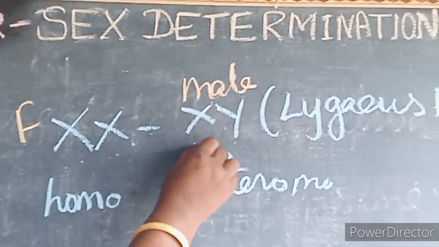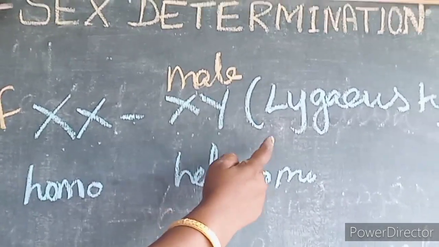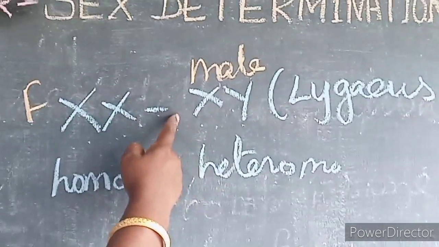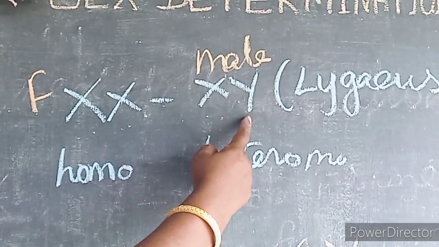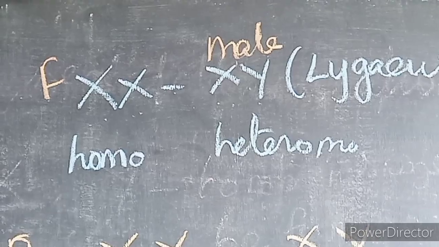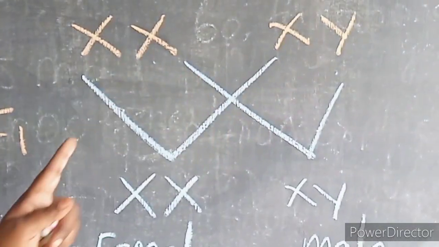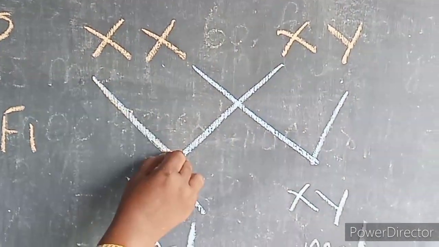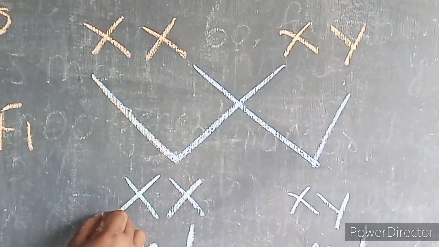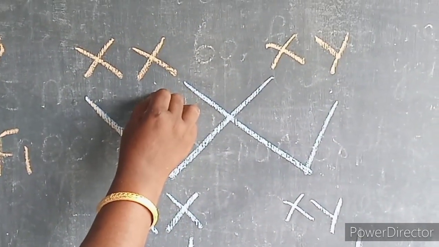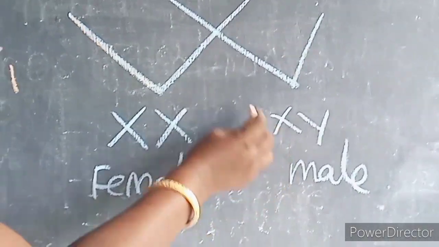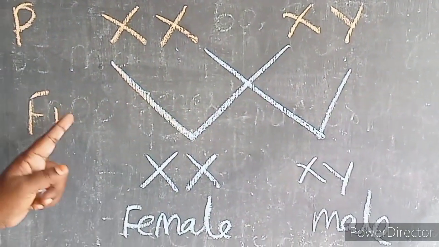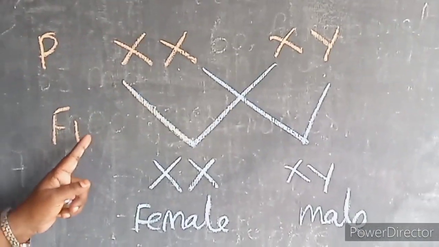The next one is the XX and XY type. It is otherwise known as what? Lygaeus type. This is also heterogametic males, producing one X chromosome and another with the Y chromosome. So in the parent, XX crosses with XY. In the F1 generation, this X fertilizes with the X, so it produces the female. Then this X chromosome fertilizes with the Y chromosome, then it produces the male. That is, the offspring depends upon the sperm, how it fertilizes with the egg.